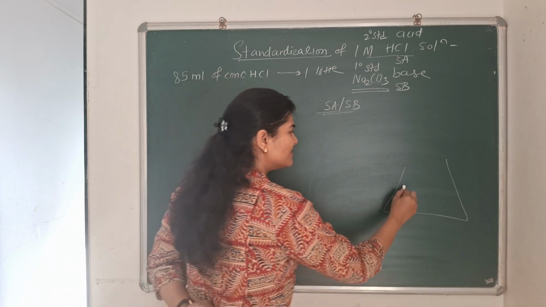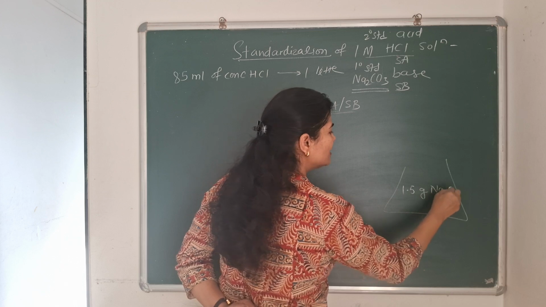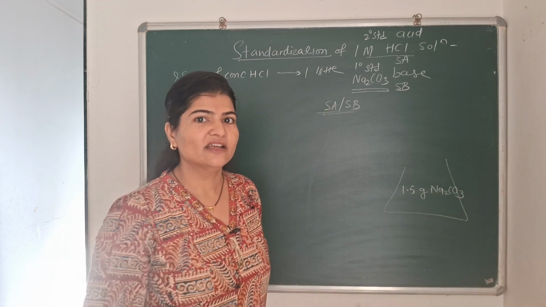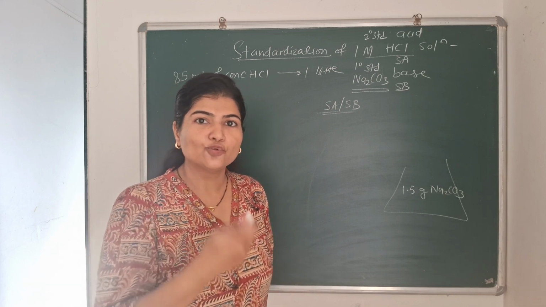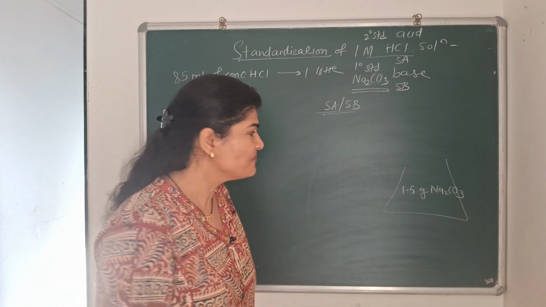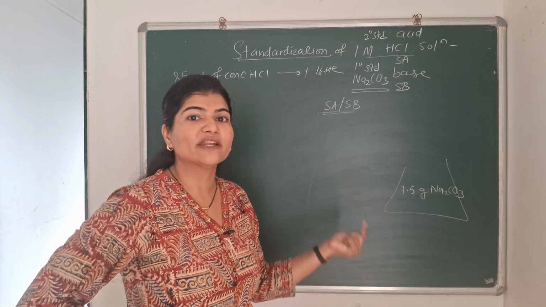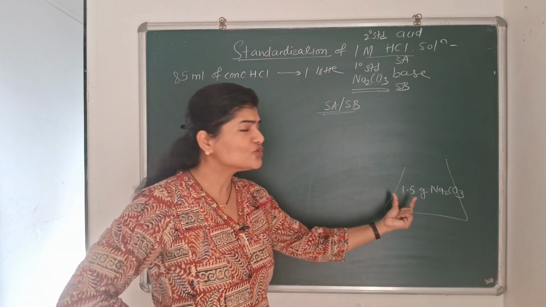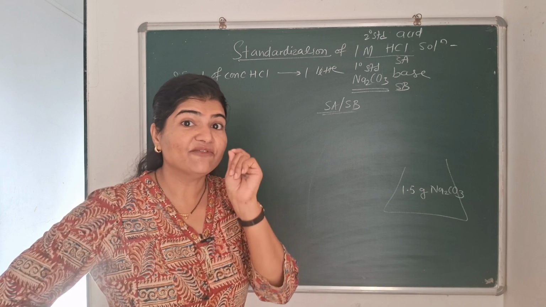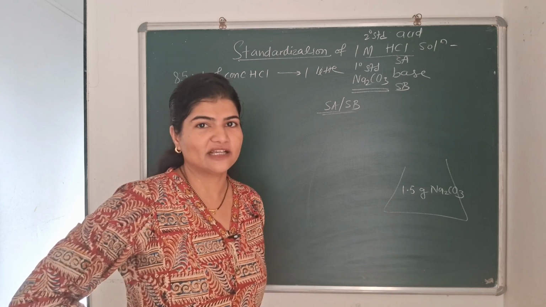Let's say we will weigh 1.5 gram of sodium carbonate anhydrous. It has to be previously dried for 1 hour at 270 degrees Celsius. Then it is completely anhydrous. That way, you ensure that the primary standard is exactly pure and free of any moisture. So that 1.5 gram sodium carbonate I have accurately weighed on a sensitive balance and taken into the conical flask.